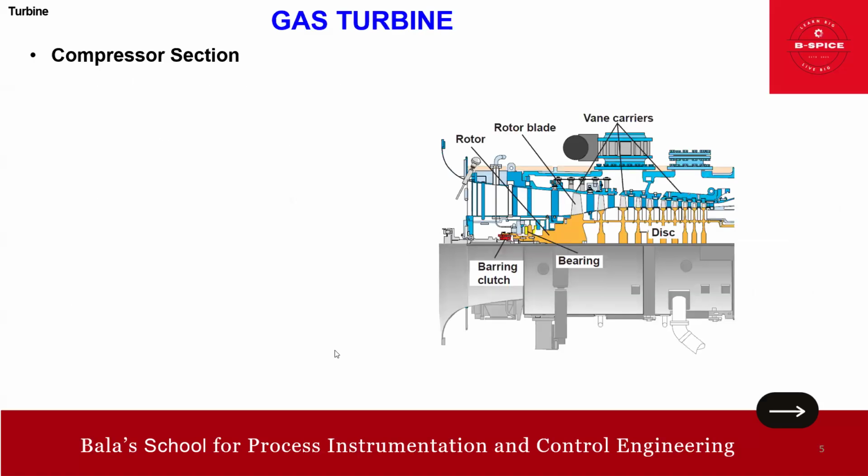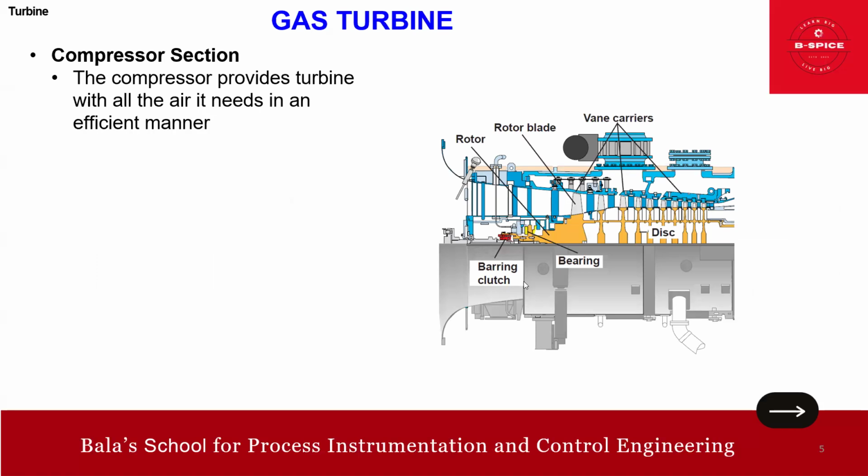Now we go into the compressor section. This is a typical example of an axial compressor. I just put it in for a better explanation. The compressor provides the turbine with all the air it needs in an efficient manner. In addition, it must supply air at high static pressure. So that is the point, high static pressure.